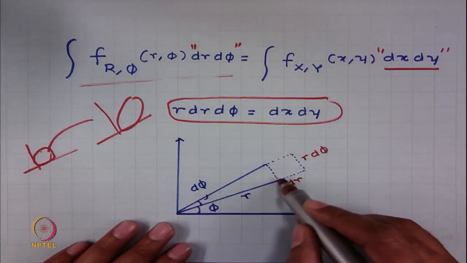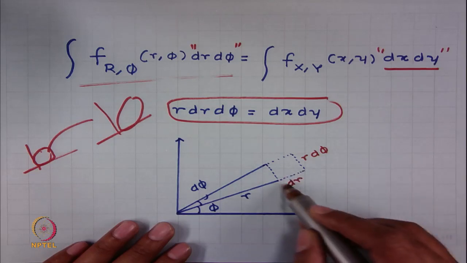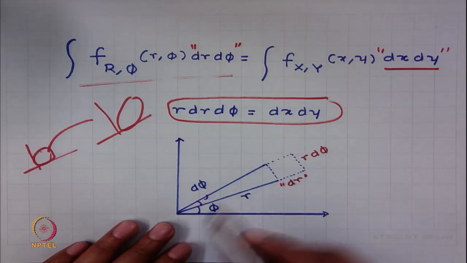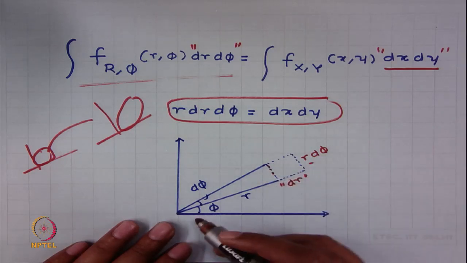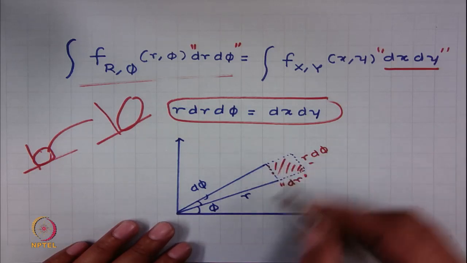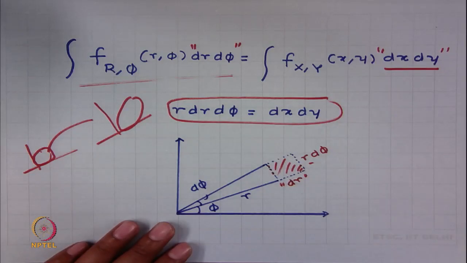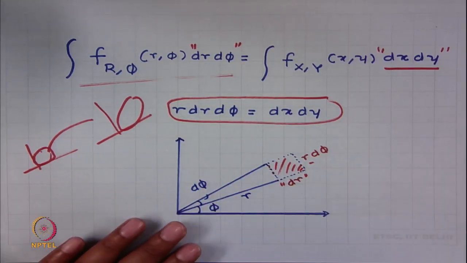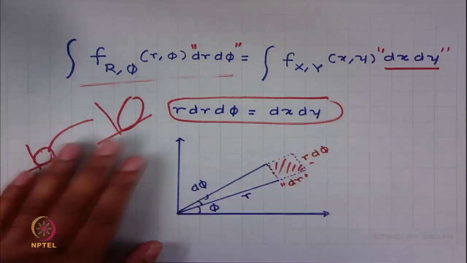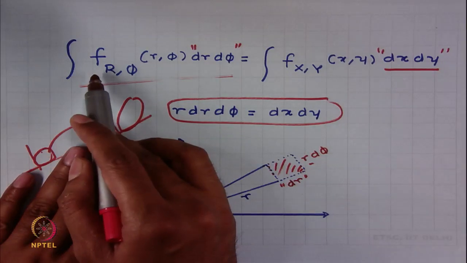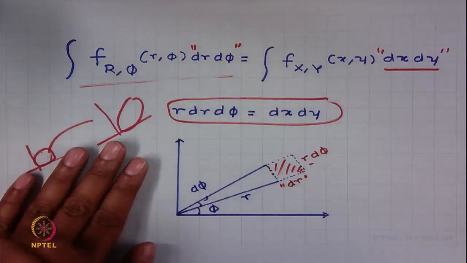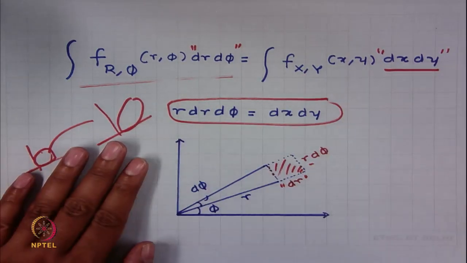So, if you take an incremental length of dr, and if you take this is r d phi, then you know that this space corresponds to space dx dy, and hence r dr d phi is simply dx dy. This is all what you need to find out the PDF or joint PDF of r and phi if you know the joint PDF of x and y.